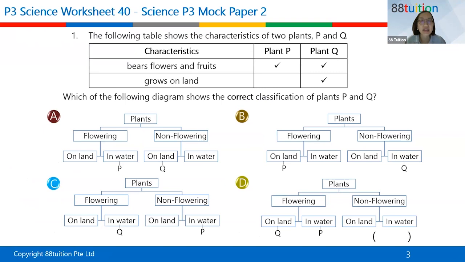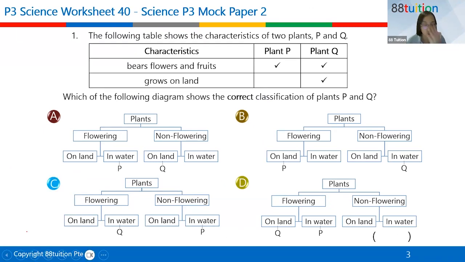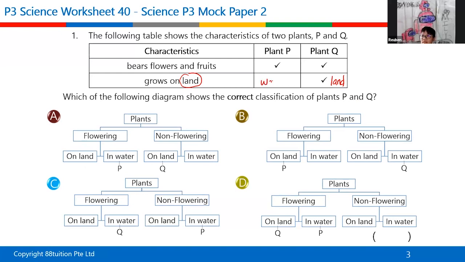Okay, now let's start. This is the first question, and for those students who submitted your answers, all 4 of you, you have done very well. You got it correct, so I don't want to spend too much time on it, so that we can go through other questions. Once you see this here, it is land. So the tick means land. Now, what is the opposite of land? Can someone unmute yourself and tell me the opposite word of land? Water. Thank you. So plant P will grow in water, plant Q grows on land.